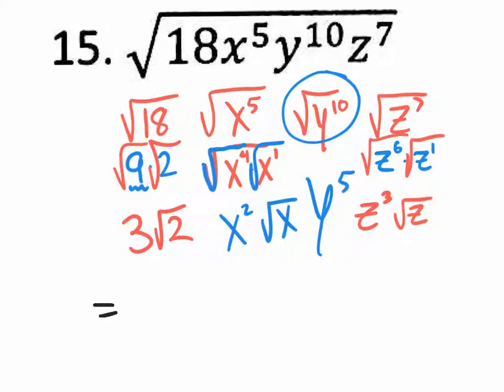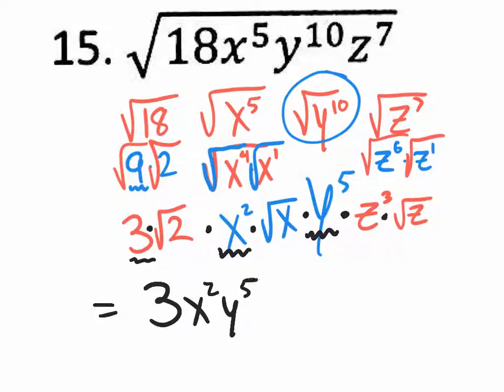Start with the number 3. Okay? Because see, it says 3 times the square root of 2 times x squared times square root of x times y to the 5th times z to the 3 times the square root of z. So let's rewrite everything that was on the outside. We have the 3. How about that x squared? Bring it down. How about that y to the 5th? Right there, bring it down. How about z to the 3rd? Bring it down. Now what's left inside the root?